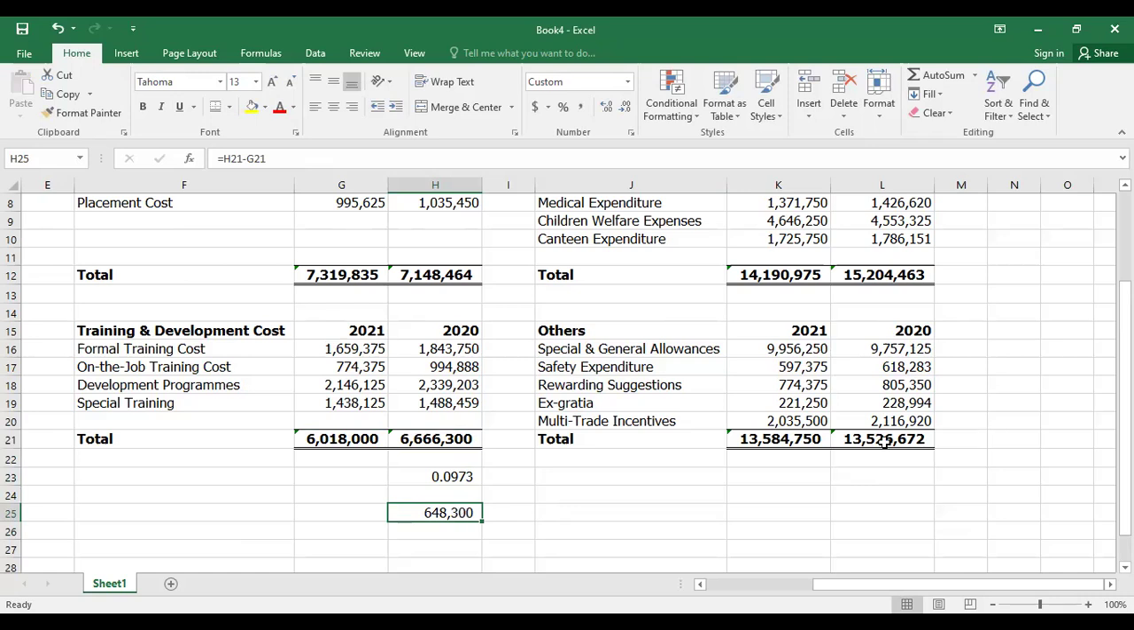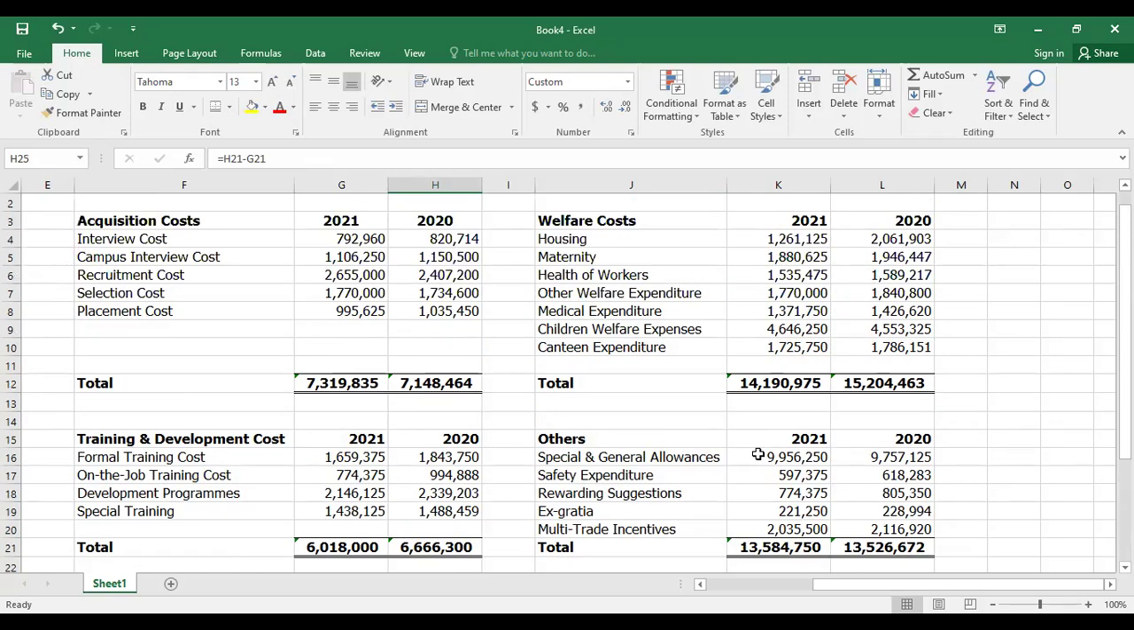However, for others, those ones rose. For welfare too, welfare fell. But acquisition increased. So they're acquiring, so the acquisition cost is going up. The dynamics of this is very, very interesting. They are bringing in new employees. However, they are spending less training the existing ones.